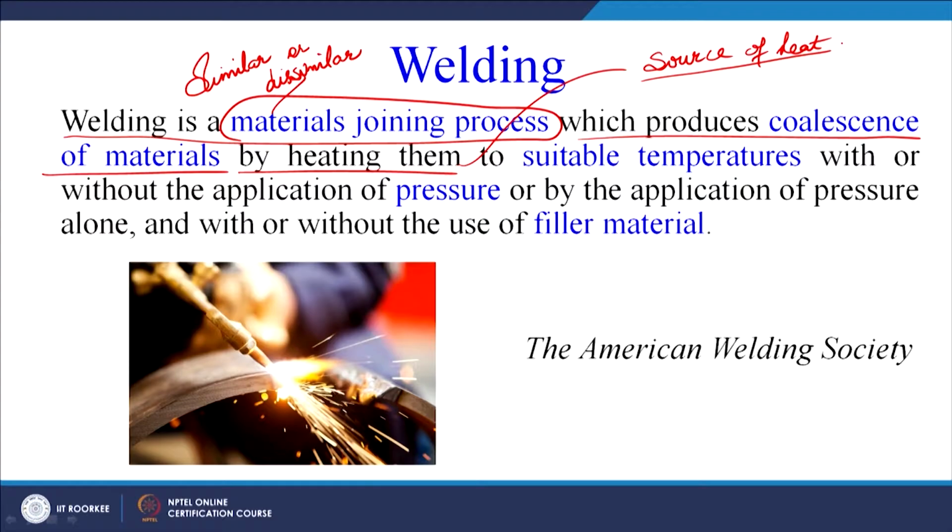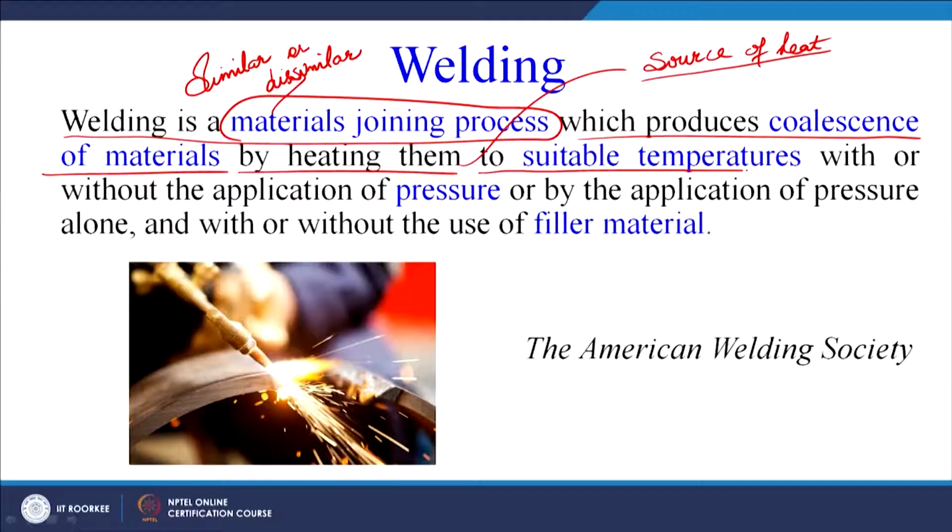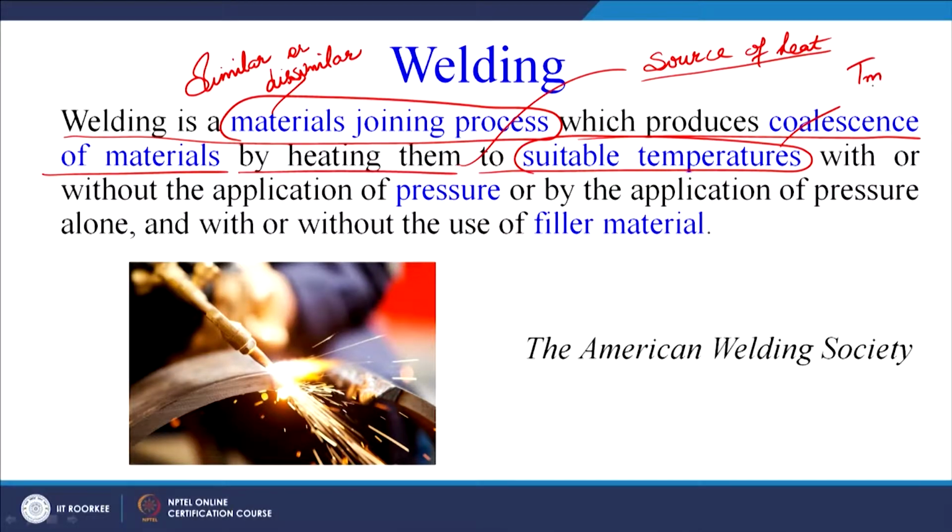So it is a materials joining process which produces coalescence of materials by heating them. How much heat? To suitable temperatures. Many times we may go above the melting point of the materials to be joined. Sometimes we may go just below the melting point. That depends upon the type of welding process that we have chosen for making the weld joint. So we have to understand what the temperature is for the metals that we are going to join together, and what the process is that we have chosen.